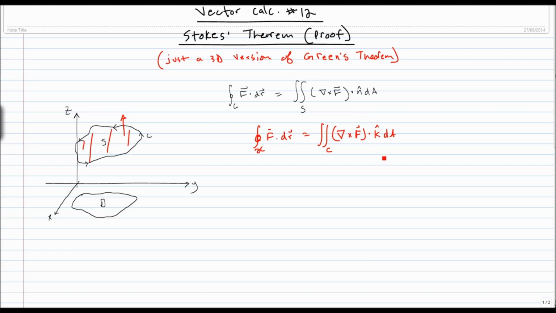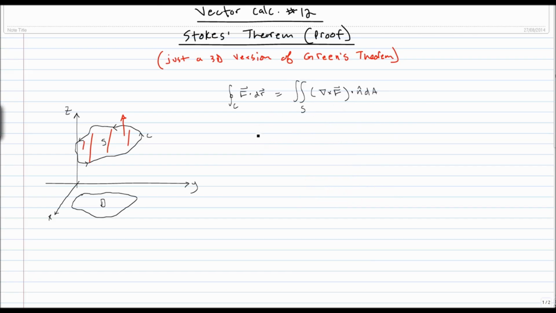If you remember, the reason we dot it with k here is so that this quantity actually ends up being the familiar Green's theorem integrand. So that's why I wanted to show you Green's theorem written in terms of curl like this, because it's analogous to Stokes' theorem. Actually, Green's theorem is a special case of Stokes' theorem. It's the two-dimensional version of Stokes' theorem. So I'm going to prove this equation for you.